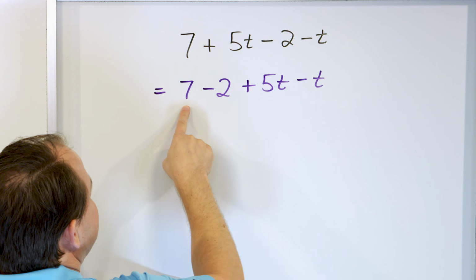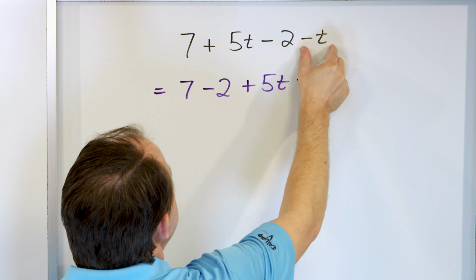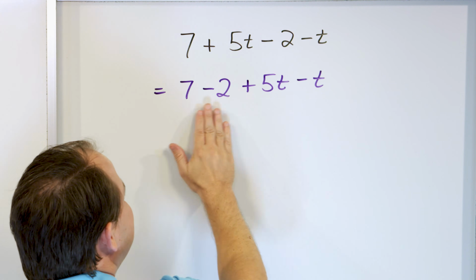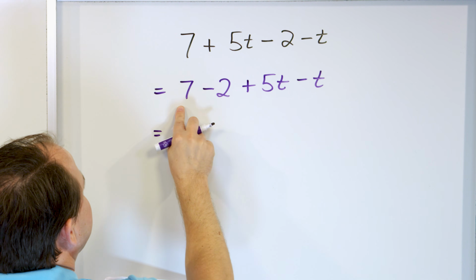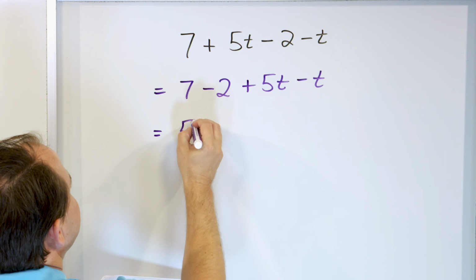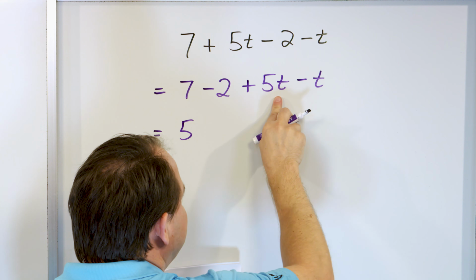So the 7 stayed the same, the minus 2 came here, the plus 5t came here, and the minus t, we just left it at the end. And we did that to put the terms right next to each other. So these are like terms, we can subtract them. 7 minus 2 is 5. And then these are like terms. We have positive 5t minus t.